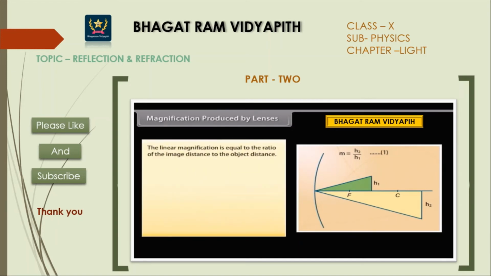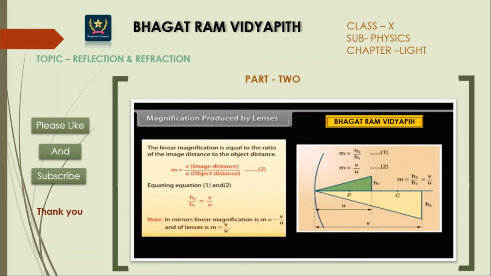The linear magnification is equal to the ratio of the image distance to the object distance. M is equal to v, image distance, upon u, object distance, which is equation 2. Equating equation 1 and 2, h2 upon h1 is equal to v upon u. Note, in mirrors, linear magnification is M is equal to minus v upon u, and for lenses M is equal to v upon u.